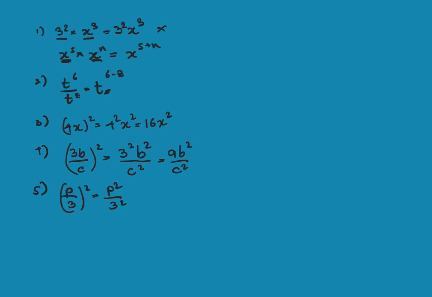Next one. So we're going to have 3x divided by 4y, everything to the power of 4. Again, every single thing to the power of 4. And then again, if you want to simplify, you can do so.